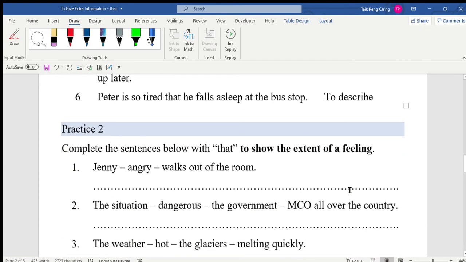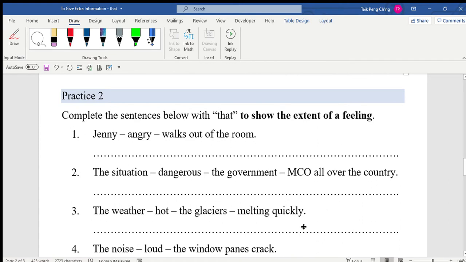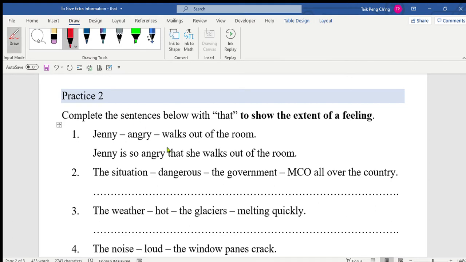Okay, now look at practice number 2. You have to complete the sentences below with "that" to show the extent of a feeling. Number 1, Jenny is so angry that she walks out of the room. So remember, after "that" you need a subject. If your answer is "Jenny is so angry that walks out of the room," this is wrong because you lack a subject. So you need to put a subject here: that she walks out of the room.